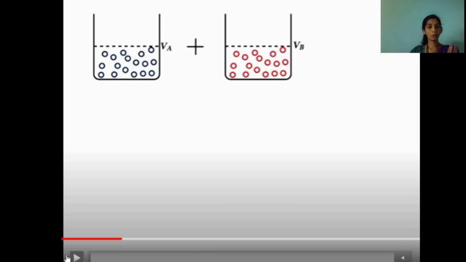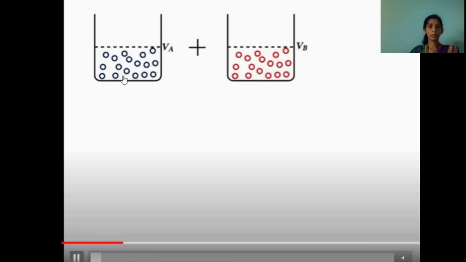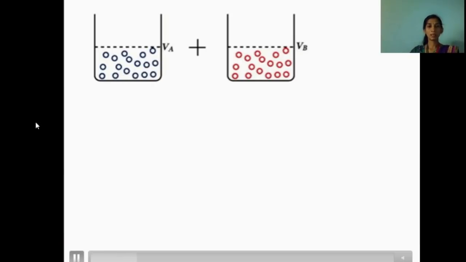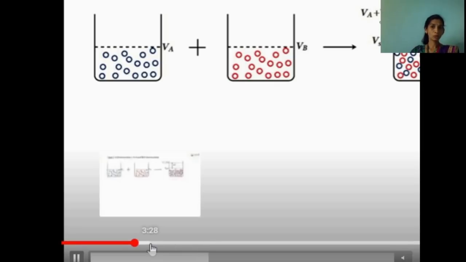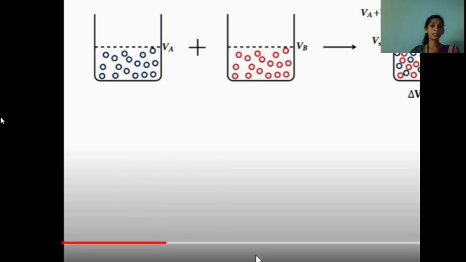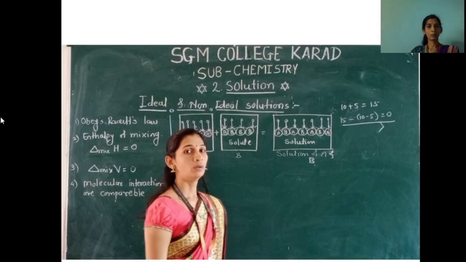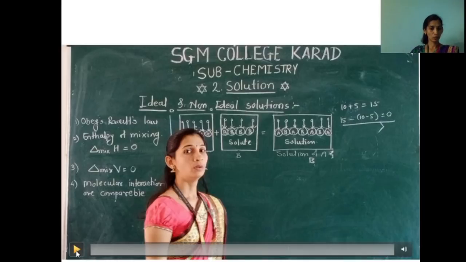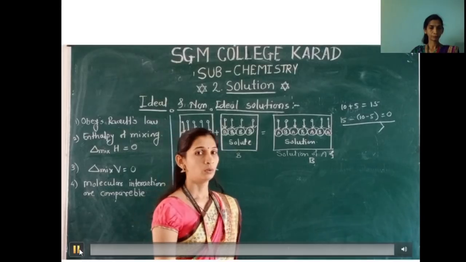While if we add A and B to prepare the mixture or solution, and the volume decreases, that means we want the solution up to here, but the volume decreases. Then that type of deviation is our negative deviation. How we plot the graph of the positive and negative deviation, we will see.